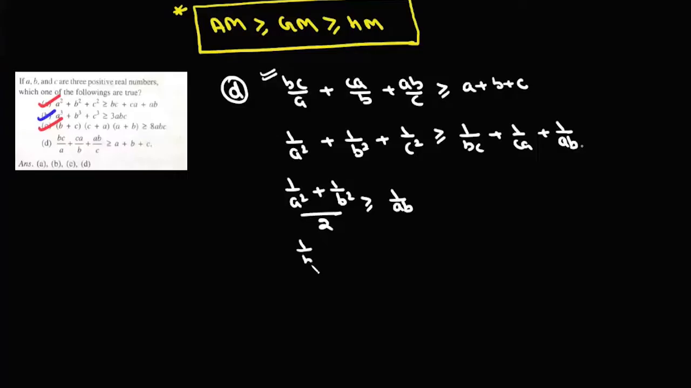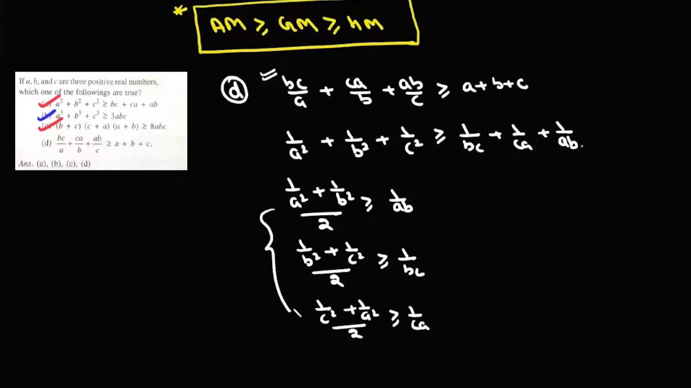In the same way, 1 upon b square plus 1 upon c square by 2 is greater than or equal to 1 upon bc, and 1 upon c square plus 1 upon a square by 2 is greater than or equal to 1 upon ca. Now, if we add all these three, we'll get this result. That means statement D is also correct. So the correct options are A, B, C, D.